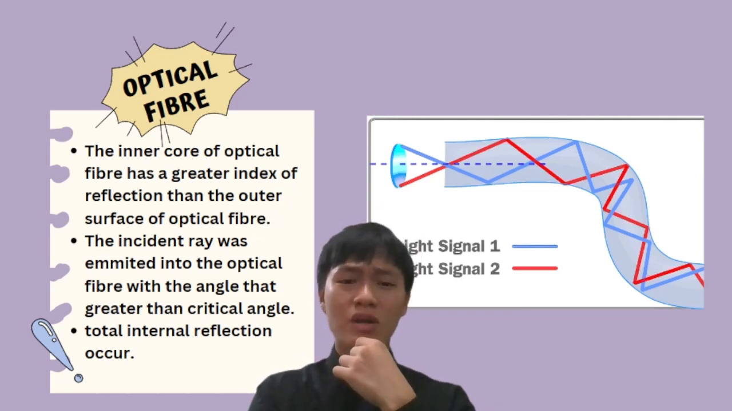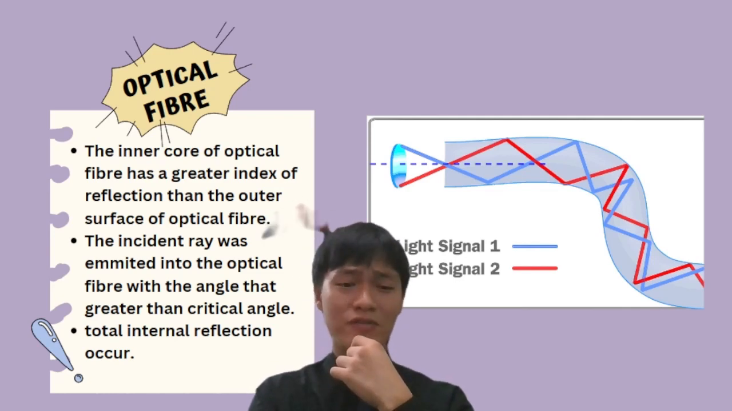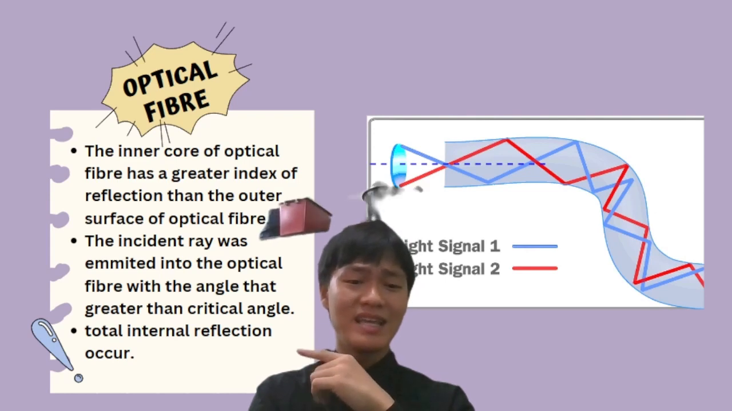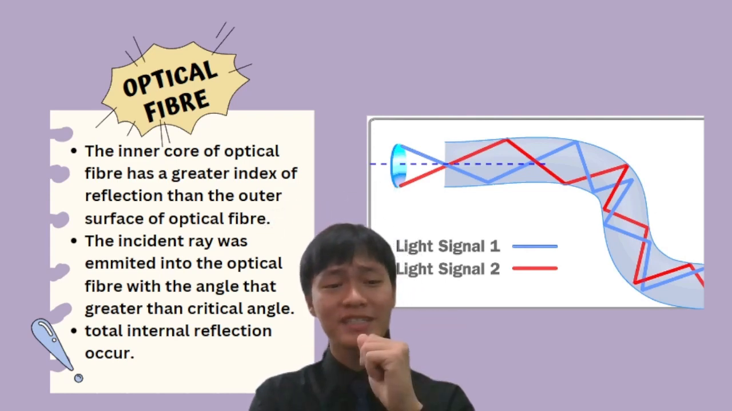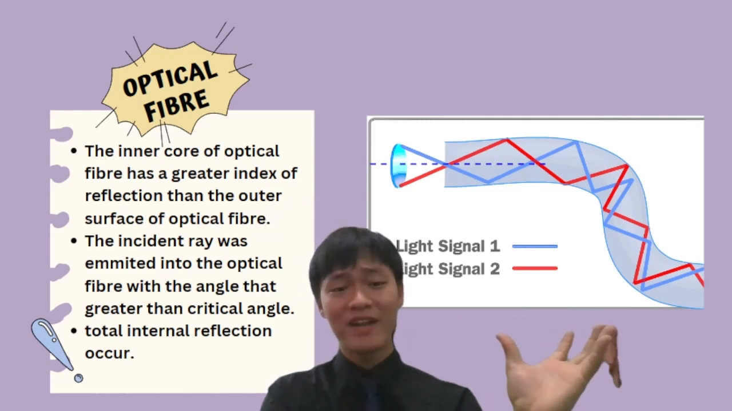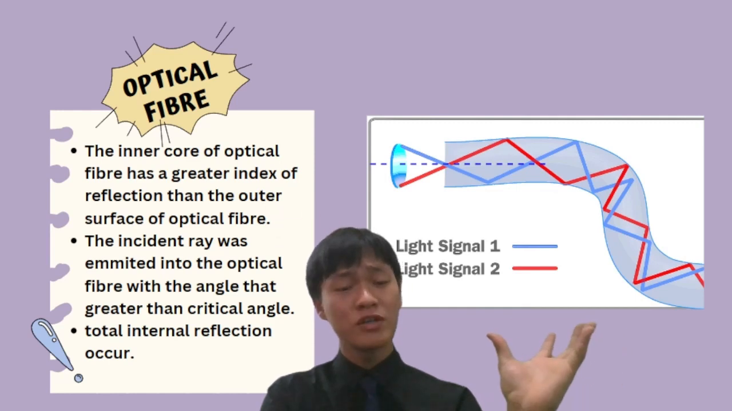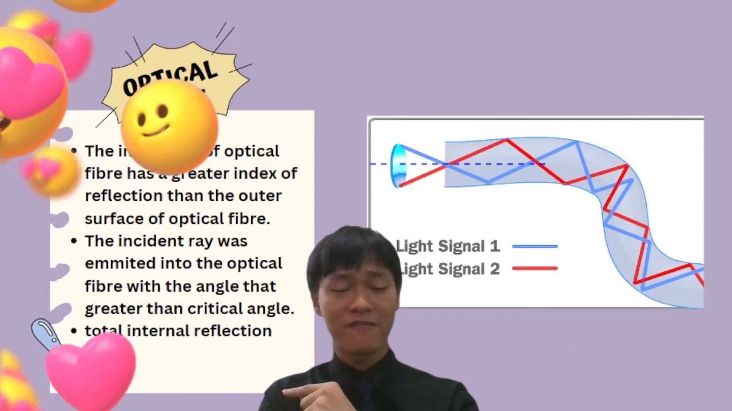Let's think about it. Why do we use total internal reflection instead of ordinary reflection in this situation? And what's the difference between reflection and total internal reflection? In total internal reflection, the energy loss is equal to 0. And that is why we use this concept in optical fiber.